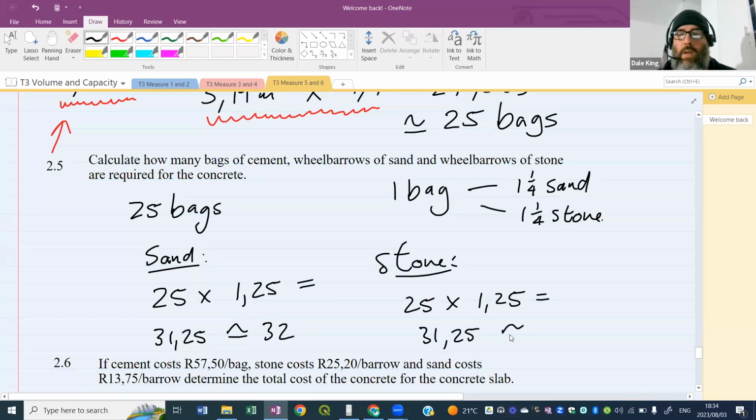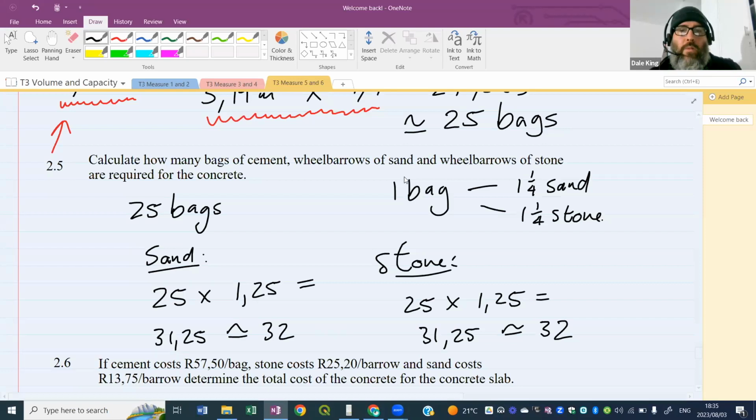And I think we should go up to 32. Why am I rounding up to whole numbers? Because you can't tell the guy at the shop, please give me 0.25 of a wheelbarrow. They're not going to pour stone into the wheelbarrow and ask themselves, is this 0.25? You can't do that in a shop. You can't buy 0.56 of a bag of cement. You can't buy 0.25 of a wheelbarrow of sand. It's the same idea.